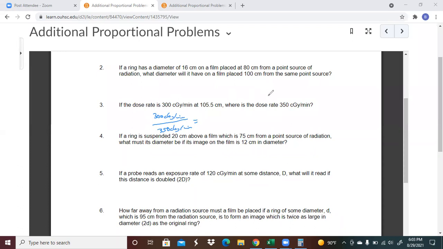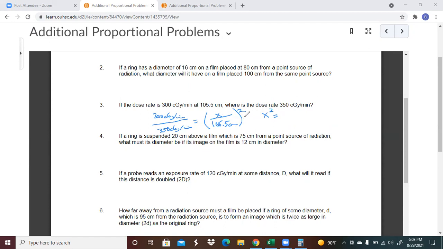Where? So at what distance? Now, again, remember, this is going to be dose rate. So it's not like the similar triangles where we have same side equals same side. Remember, these are going to end up getting flip-flopped. So we know that the 300 exists at 105.5 cm. Problem is, we have no idea where the other exists. So if we do cross multiplication, basically we square both the top and the bottom here.